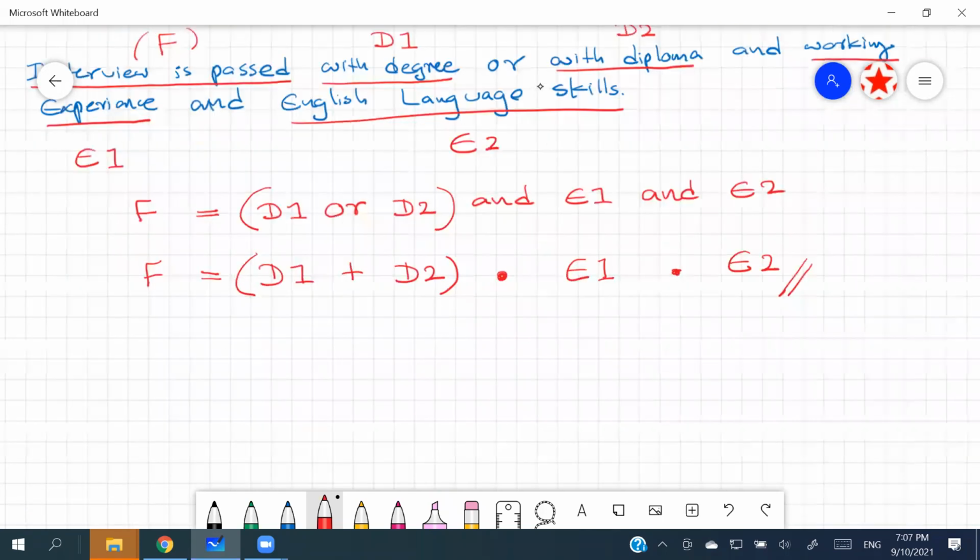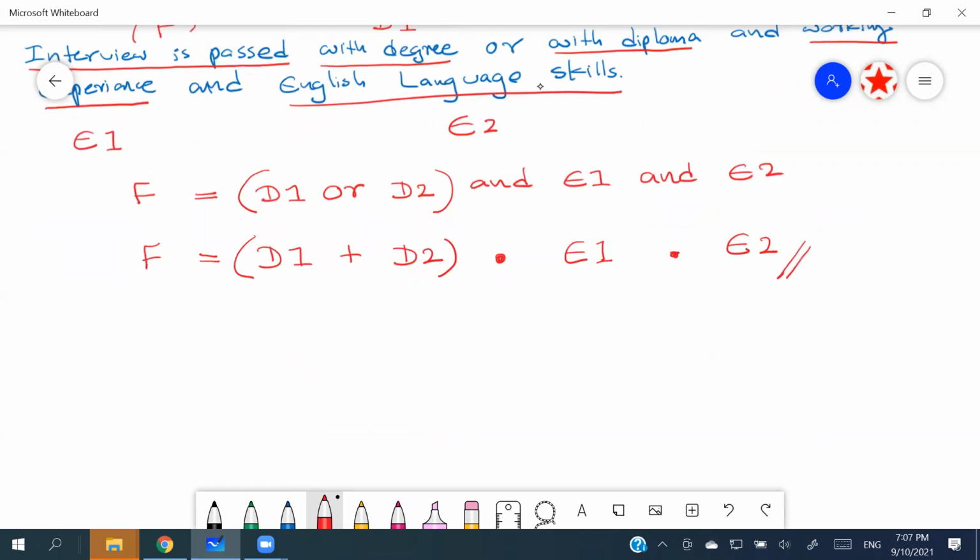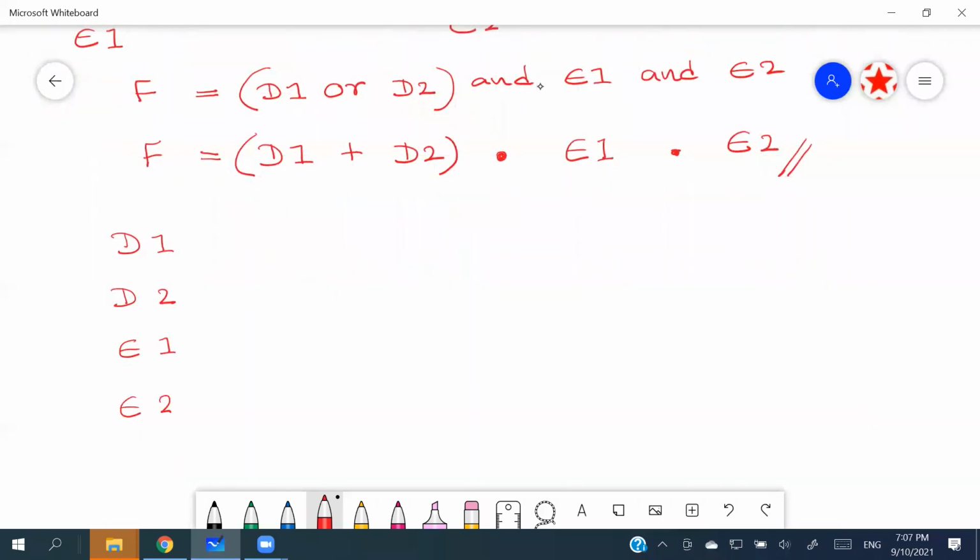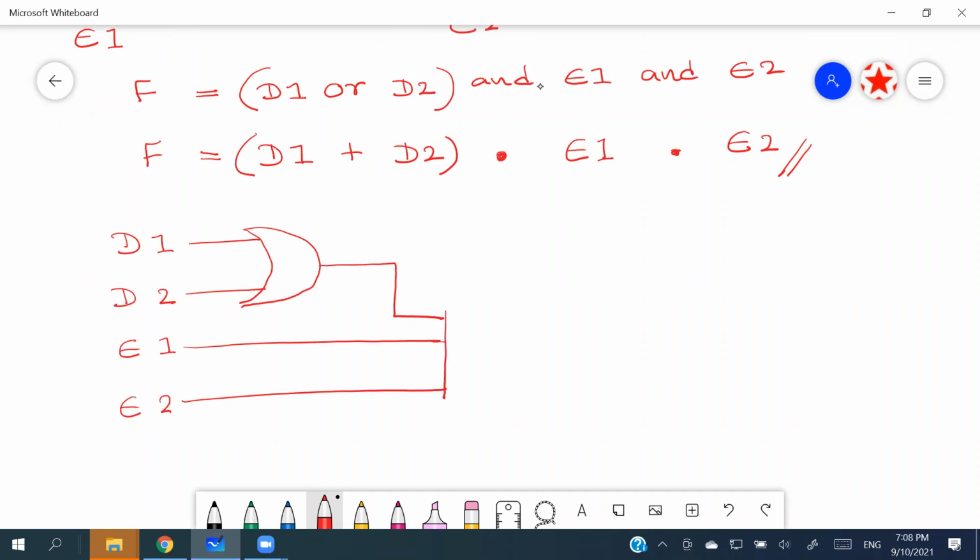So with this, your circuit is going to be: there will be a D1, a D2, an E1, and an E2, right? So D1 and D2 are going to go through an OR gate. Then the output of that, with E1 and E2, can everything be sent through an AND gate, right? Or else you can draw this in this manner as well, where some of you have drawn like that.